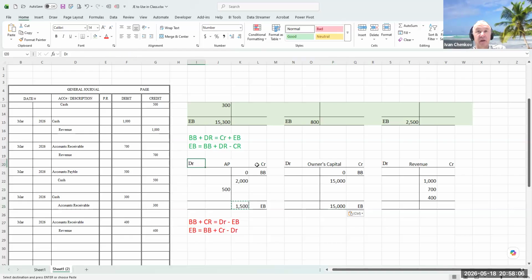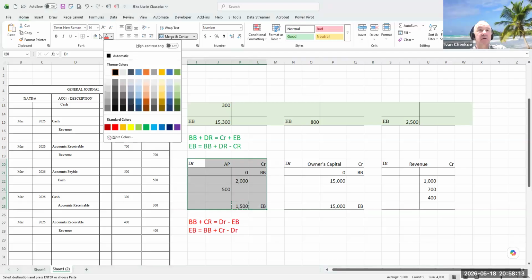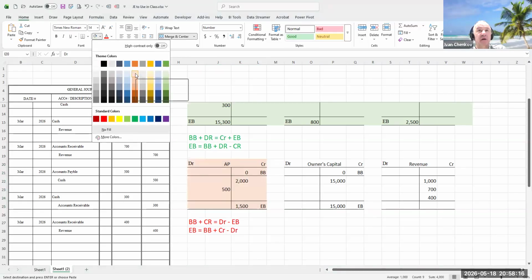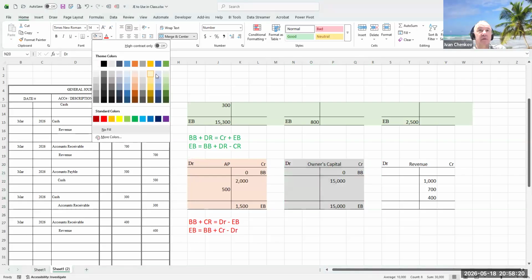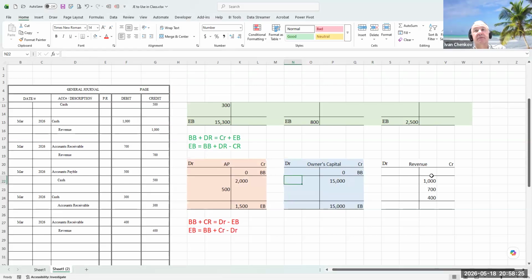Now, if I want to follow the sheet with the accounts that I gave you, I'm going to highlight this one in a reddish kind of color, and I'm going to highlight this one in a blue kind of color. The last thing that we have is the revenue. For the revenue, it's easy. There's no beginning, no ending balance. So I'm just going to copy this one and paste it. So my total revenue is 2,100. And since revenue increases the owner's equity, let's put it in also.